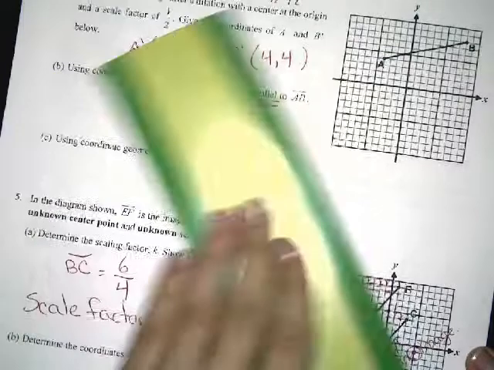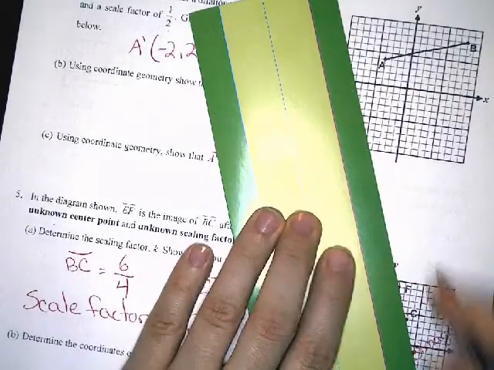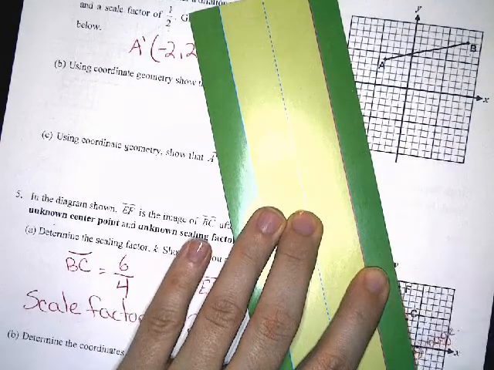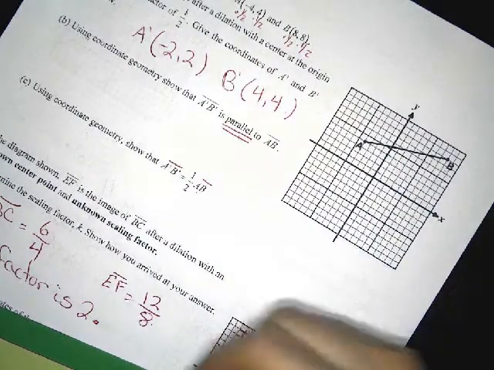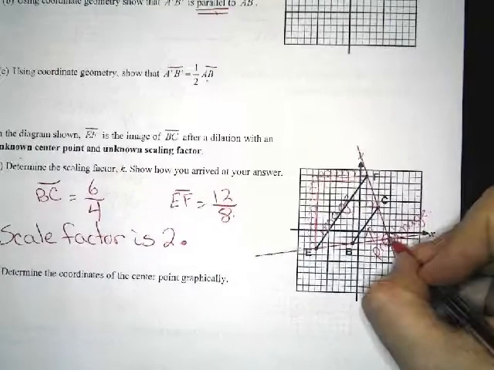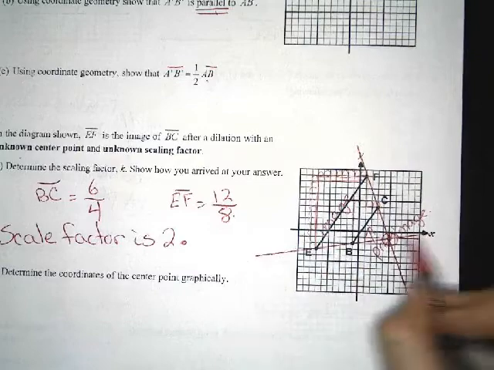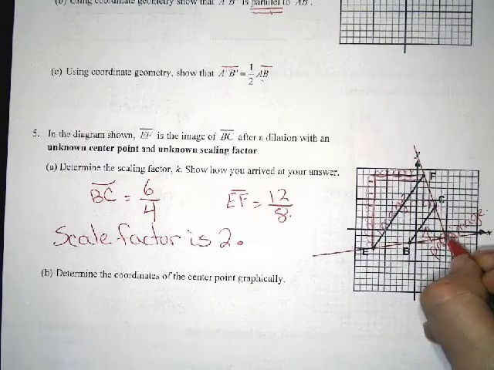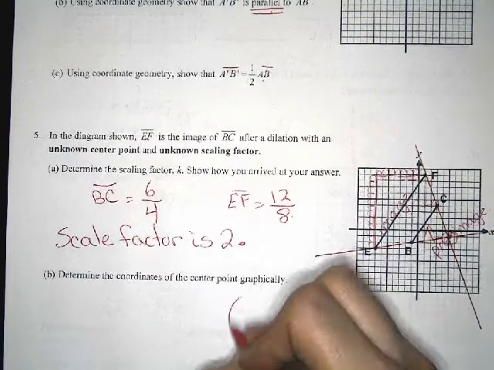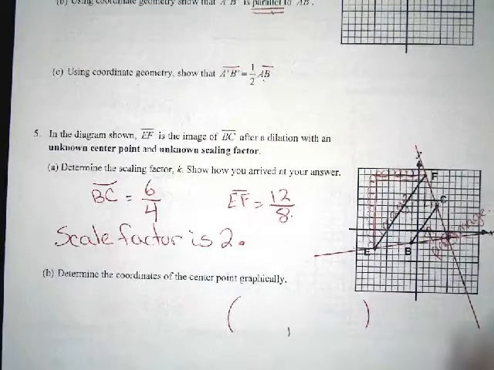Now if I connect EF, FC, and EB, this is the other way to do it besides using slope. If I connect them, you can see that they all lead back to this intersection point here. So I drew a line here and a line here, and they led back to that center point. That's how you figure it out graphically. If you have any further questions, please ask in class.